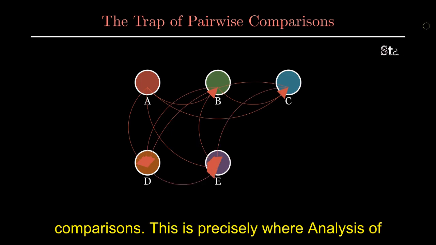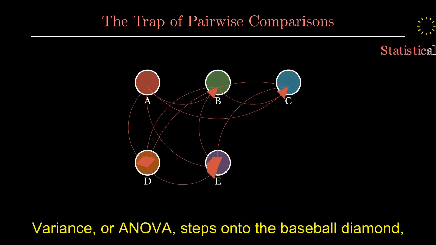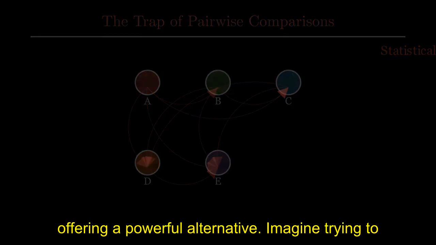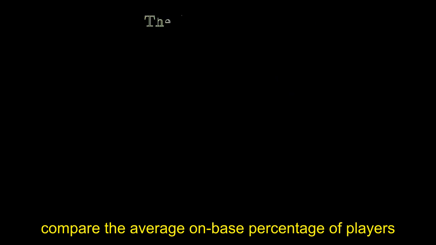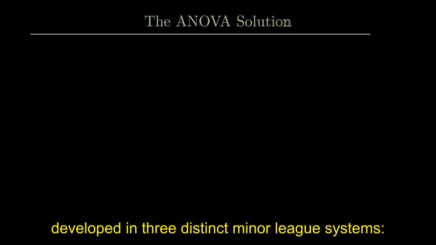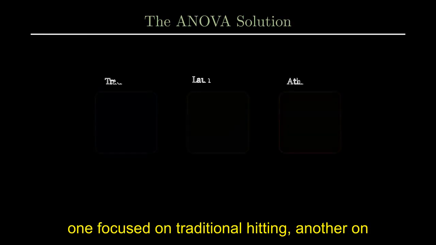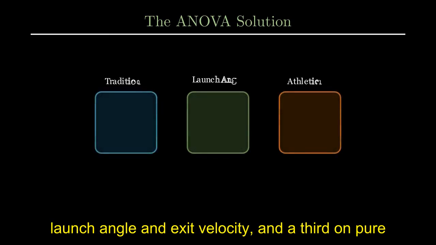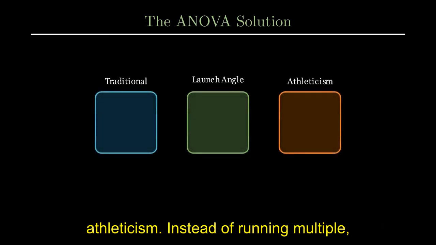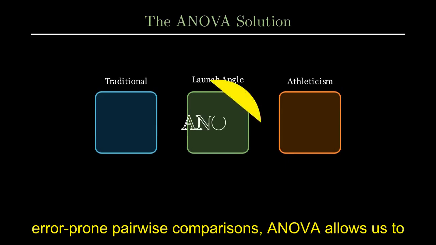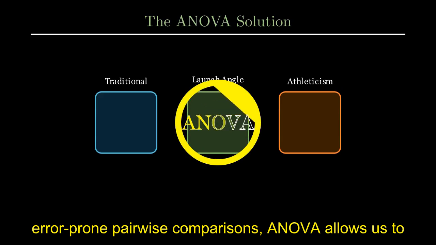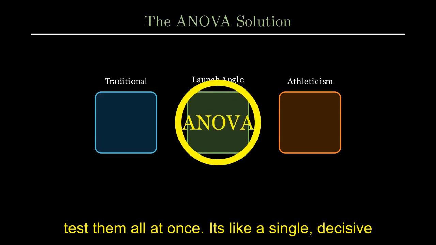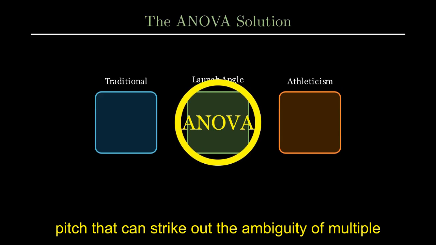This is precisely where Analysis of Variance, or ANOVA, steps onto the baseball diamond, offering a powerful alternative. Imagine trying to compare the average on-base percentage of players developed in 3 distinct minor league systems, one focused on traditional hitting, another on launch angle and exit velocity, and a third on pure athleticism. Instead of running multiple, error-prone pairwise comparisons, ANOVA allows us to test them all at once. It's like a single, decisive pitch that can strike out the ambiguity of multiple t-tests.